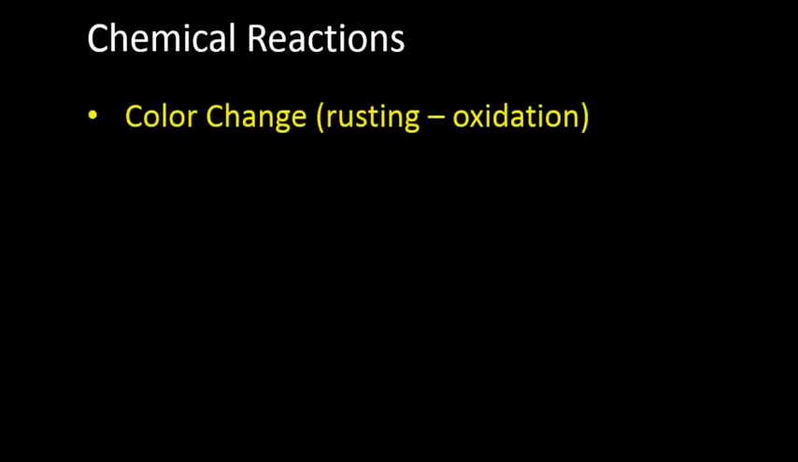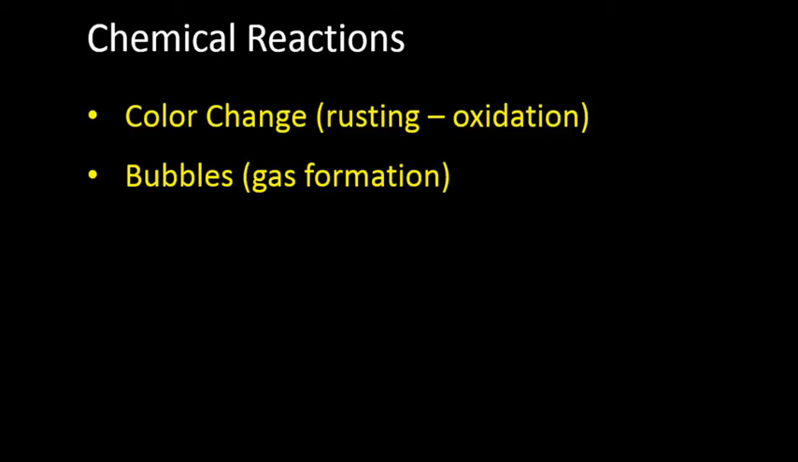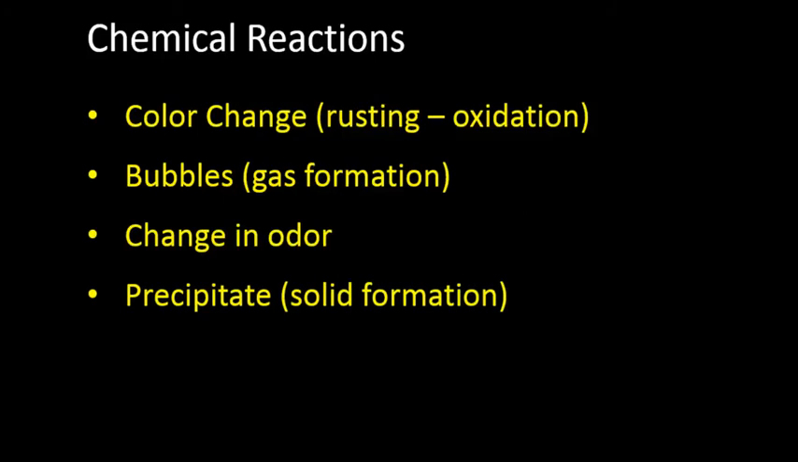And so to review chemical reactions, the basic signs are one, change in color, like something like rusting, or the other term for that is oxidation. When something has bubbles, that's a signification of gas forming. That's a sign of a chemical reaction. Change in odor. If something is changing and it smells different, that's a sign of a chemical reaction. And then formation of a precipitate. That's when a solid forms inside of the mixture where there was no solid before.